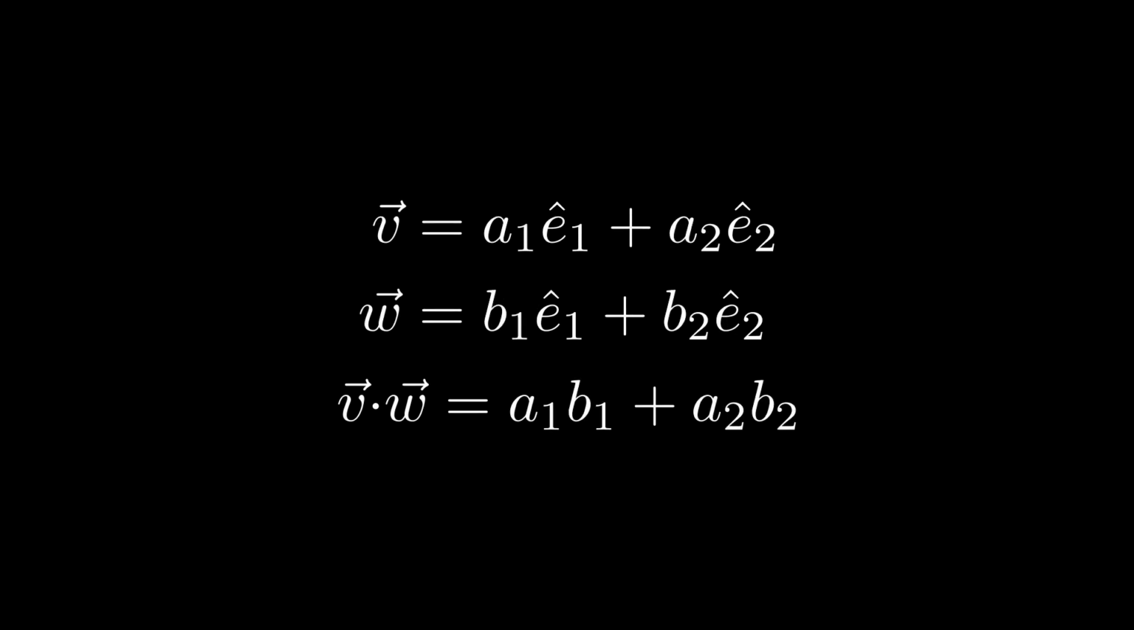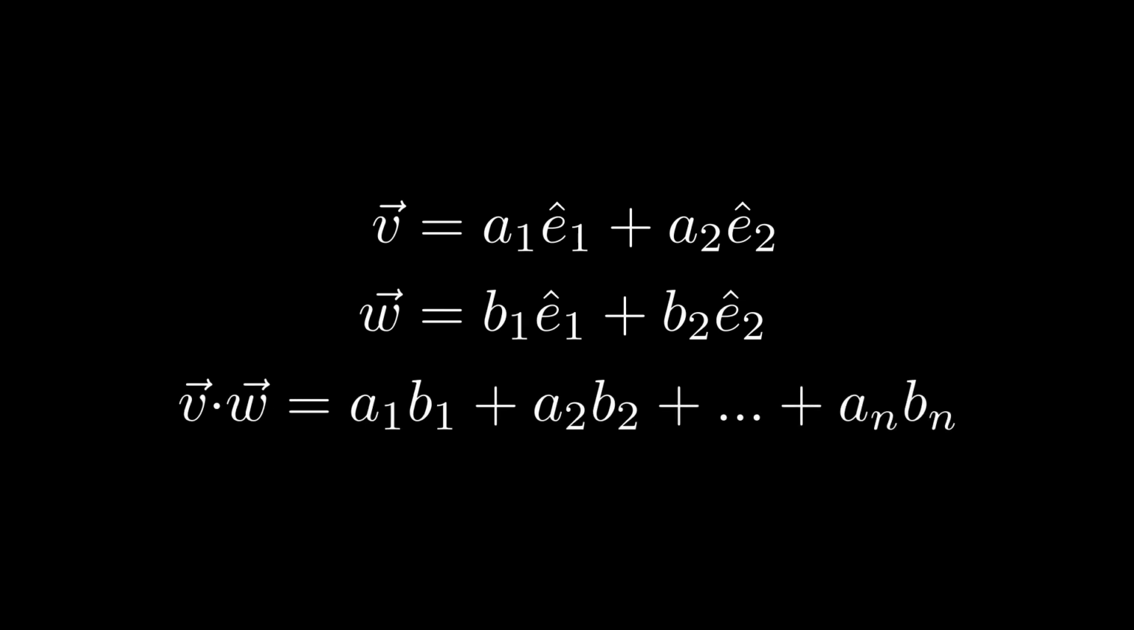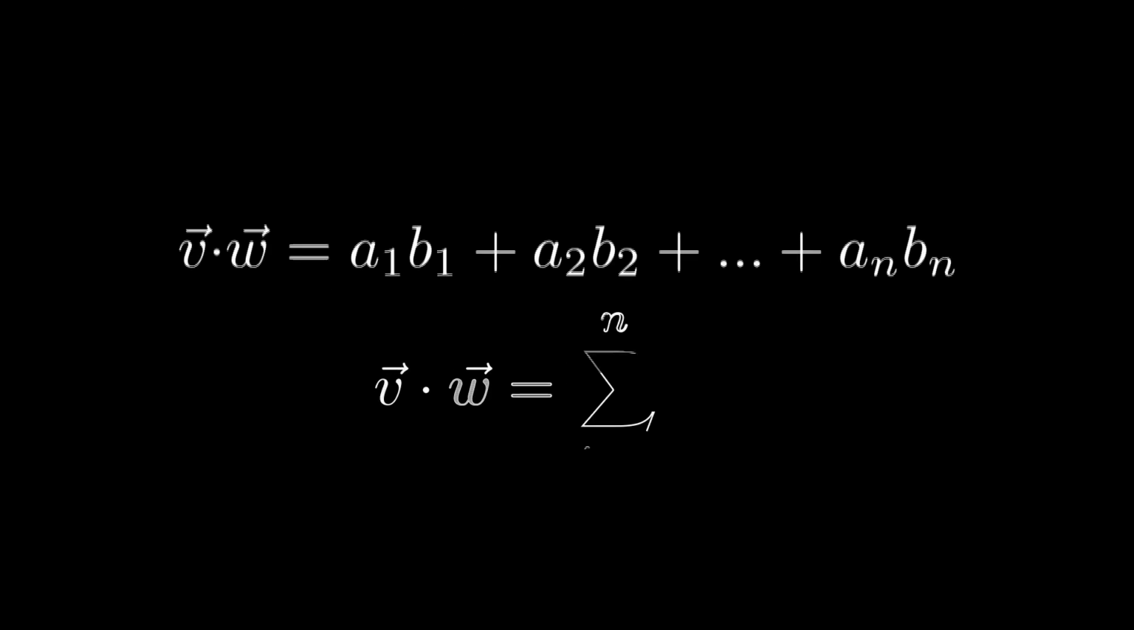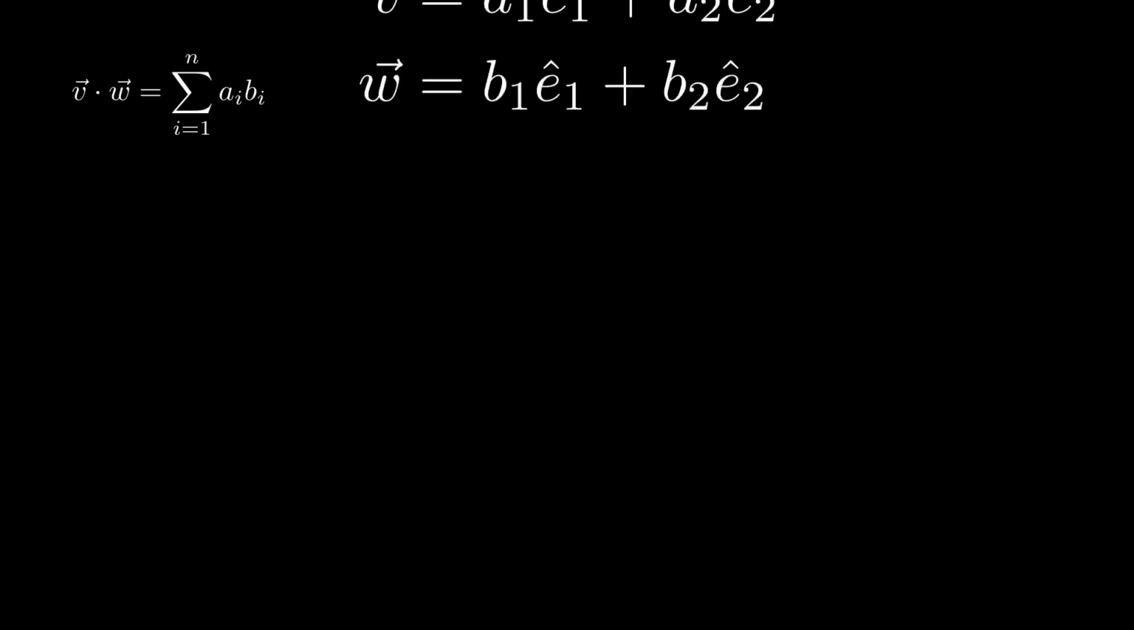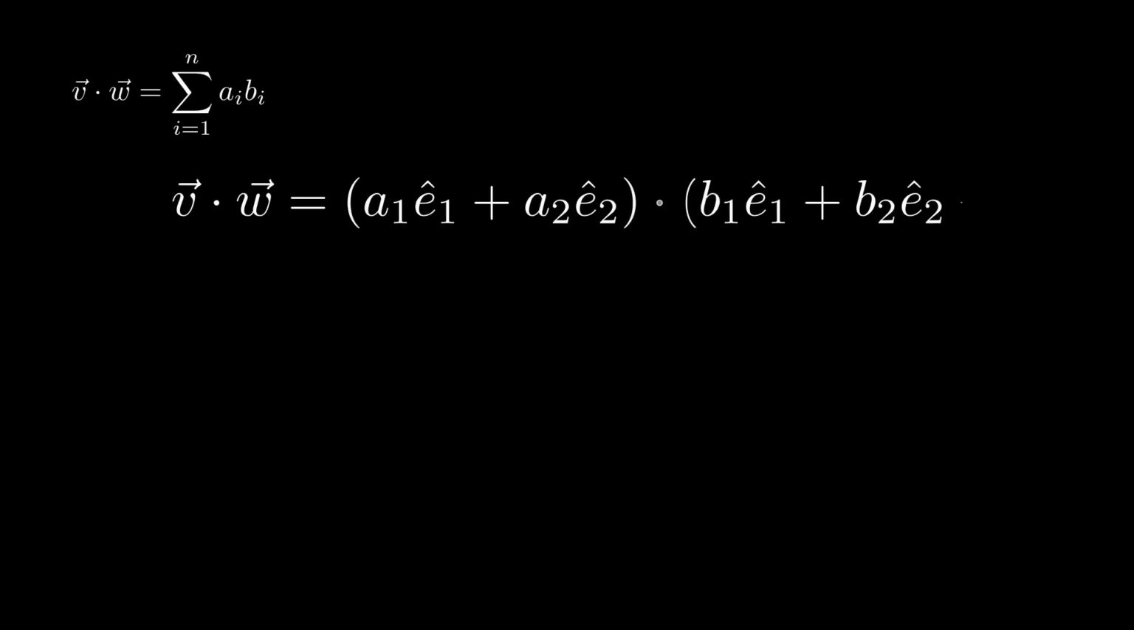This is just the definition of it, and it follows very simply to arbitrary dimensions. You just match the coefficients, multiply them, and sum them. It should be clear then that writing this in our summation notation is very simple. For vectors in arbitrary dimensions, we can just sum from 1 to 2 to 3, but let's just stick with 2 for now, keeping this formulation in mind. We'll try to take the dot product of v and w by writing them out explicitly.